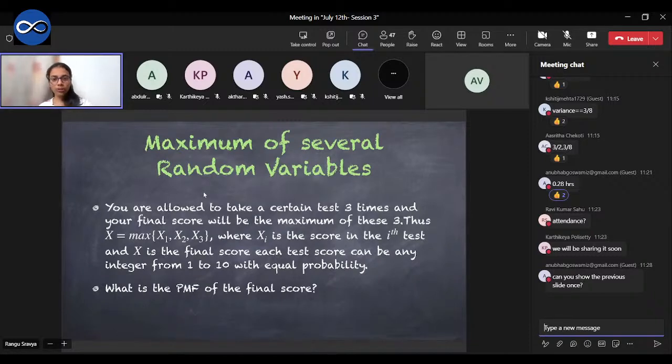So you are allowed to take a test 3 times and the final score will be the maximum among the 3. If X1, X2, X3 are the 3 scores, the maximum among those 3 will be the final score. Now each of X1, X2, X3 can take any value from 1 to 10 with equal probability. So you need to find the PMF of the final score. Here, try applying what we discussed to find the PMF.